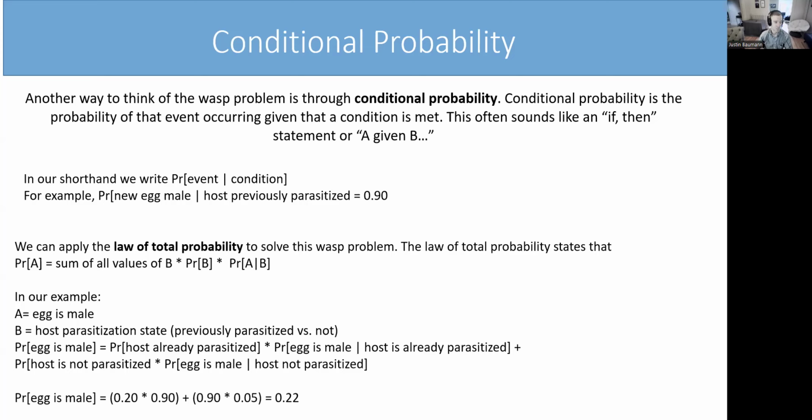So conditional probability works like this. Conditional probability is the probability of an event occurring given that a condition is met. This often sounds like an if-then statement, so A given B, something like that. I find this language to be a little confusing. It's always made me confused as a student, and we don't have to use this language, but just so you can see, there are all these different ways to think about probability. We've added, we've multiplied, we've thought about dependence, and now we've talked about conditional.